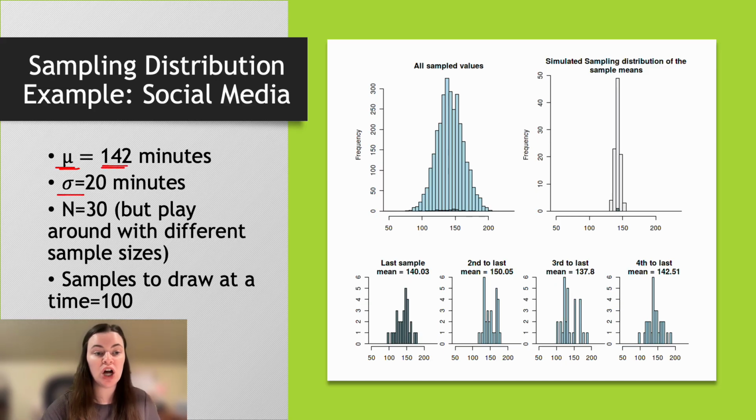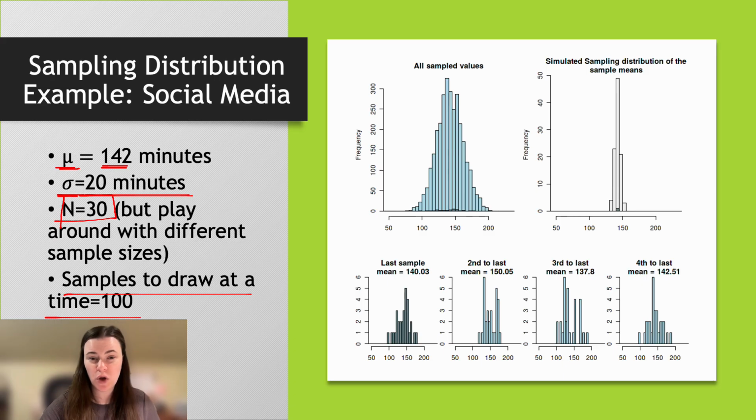Another way to visualize this, again, is our mu, or our population average, our mean, which is a value of 142 minutes, or that 2 hours and 22 minutes per day on social media. I've already done this for us, but using that information, you can also calculate sigma, or what our population standard deviation is, which in this case is 20 minutes.